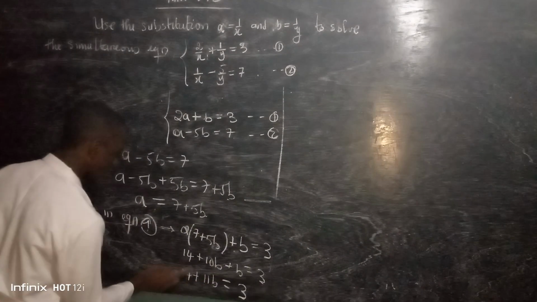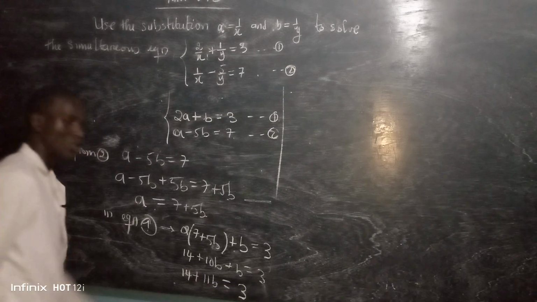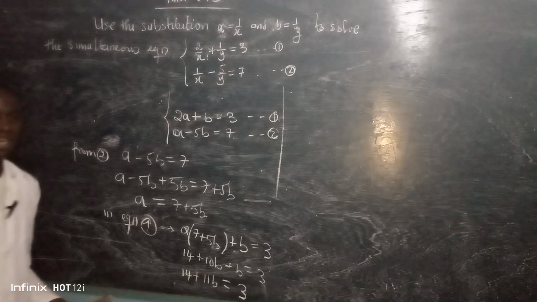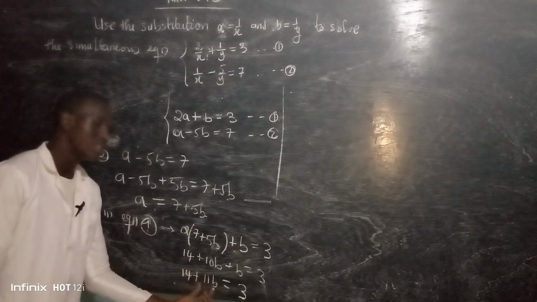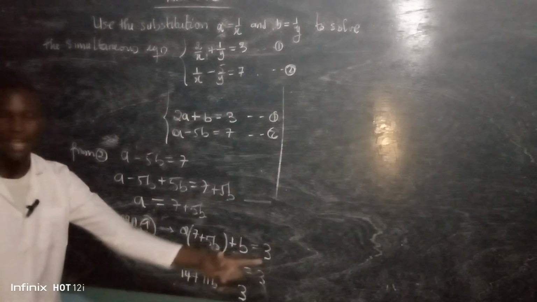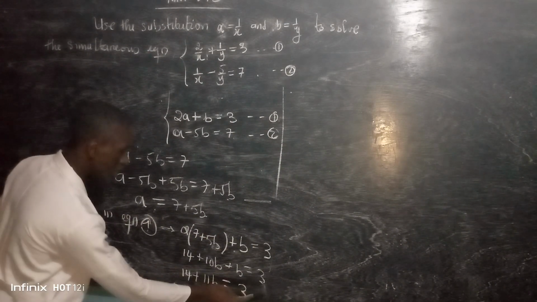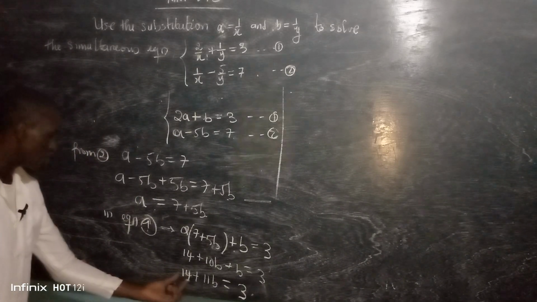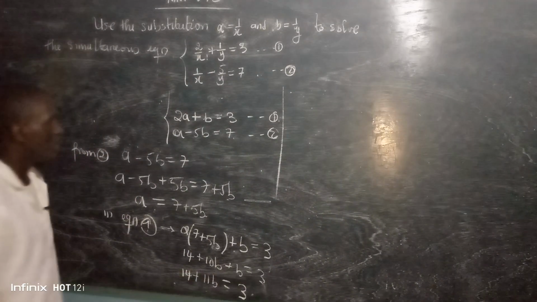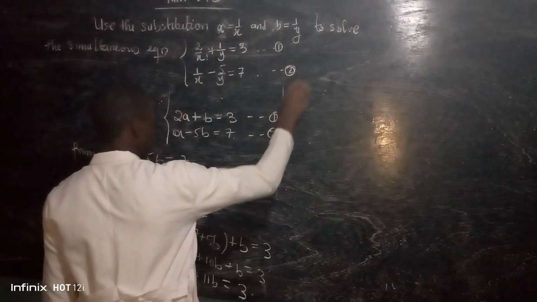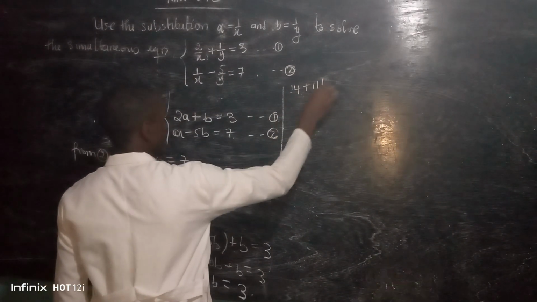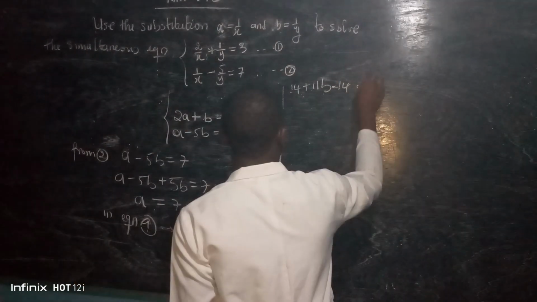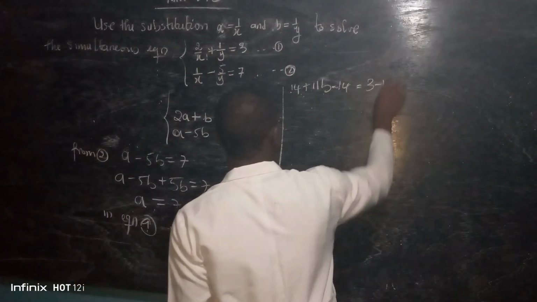So we have to send this 14 to the other side of the equation. Like I said, when you are solving an equation, all the terms containing the variable should be on the left side and all the other terms on the right-hand side. Since I have to move positive 14 to this side, I'll use subtraction of 14 on both sides. So I have 14 plus 11b minus 14 equals 3 minus 14.